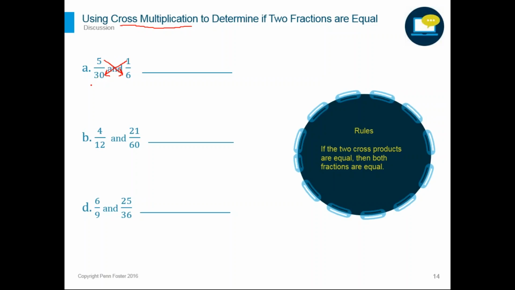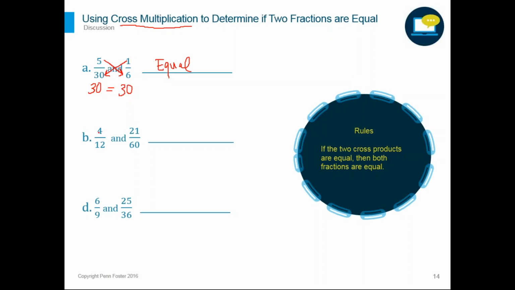1 times 30 will give you 30. That's the first product. And 5 times 6 is 30 as well. The rule says if the two products are equal, then the fractions themselves are equal. So these two fractions are equal fractions. They look different, but they are equal.